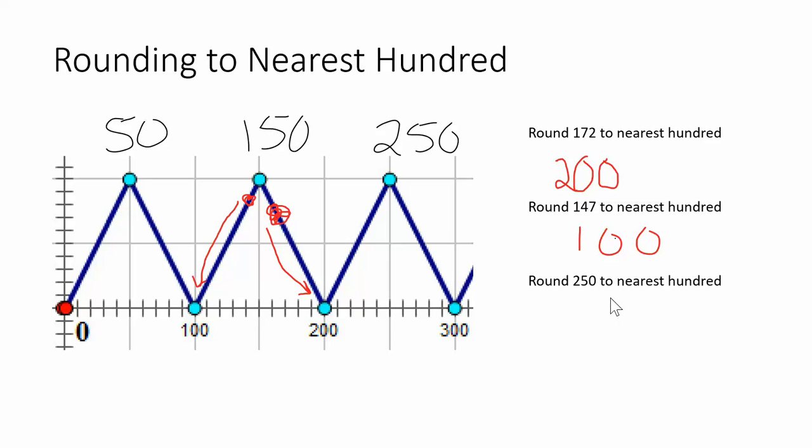Now let's round 250. That one is already graphed for me. It's up here at the peak. Just like in the tens, mathematicians have decided that numbers at the peak are going to slide down to the higher valley. So this one's going to slide to the right, slides down to the valley of 300.